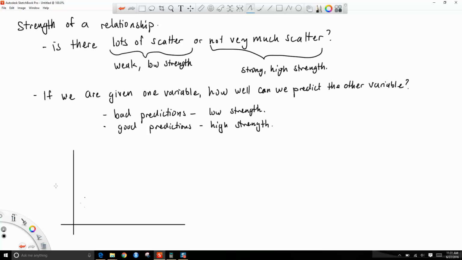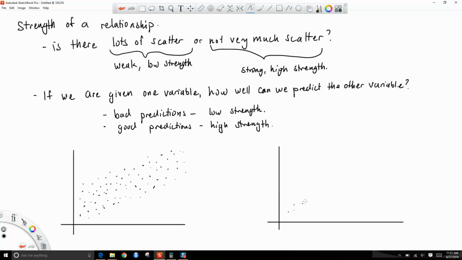Okay, so we might have pairs of variables both with positive trend. Okay, so here we have lots of spread. So this would be weaker. And over here we have very little spread. So this would be strong.